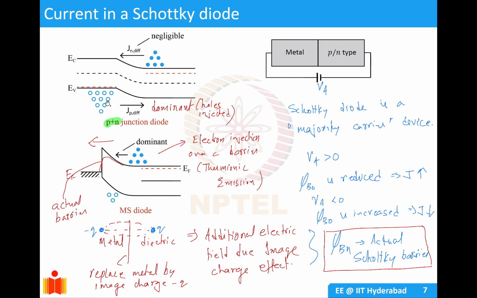So you can see your n diffusion is very minimal, your p diffusion is dominant, because there's a barrier here compared to the holes, which are more.